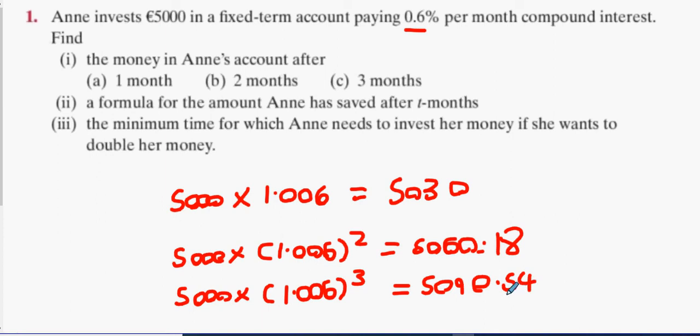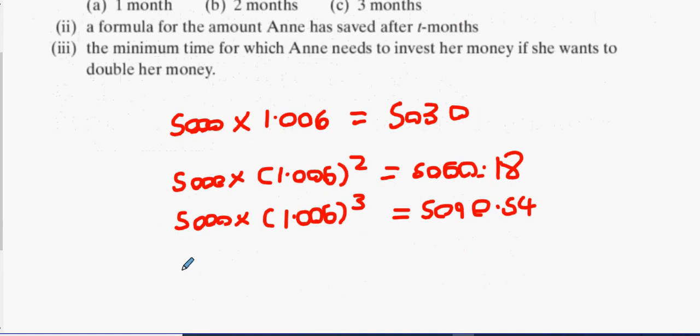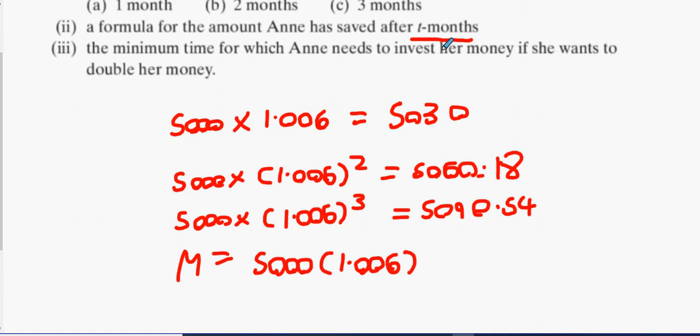Alrighty. Next thing. Write down a general formula for the amount of money Anne has saved. So what would be the amount of money? I'd say amount of money equals what? 5,000 multiplied by 1.006 to the power of t, whatever letter you want to choose. Does it tell us in the question? It says t months, so don't use any other letter other than t. Everybody cool with that?